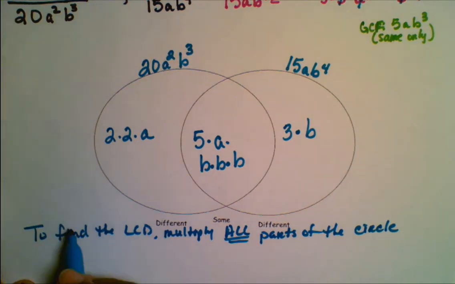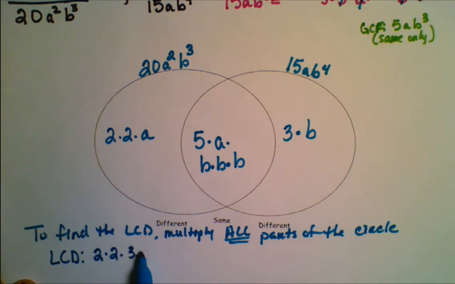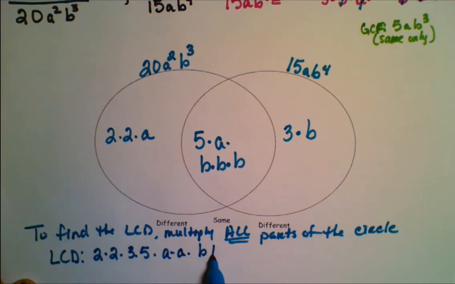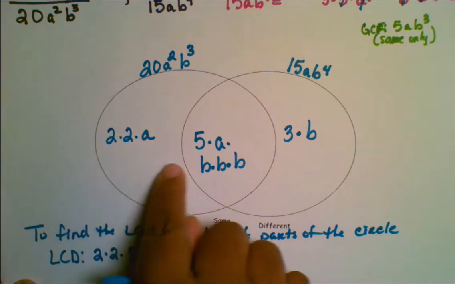So for this question, to find the LCD, we're going to multiply. We're going to put it in numerical order, in alphabetical order. We have a 3, we have a 5, we have 2 A's, and we have 4 B's. Multiply all parts, all parts.